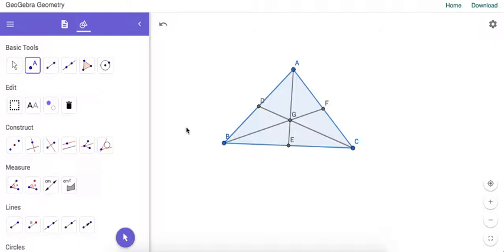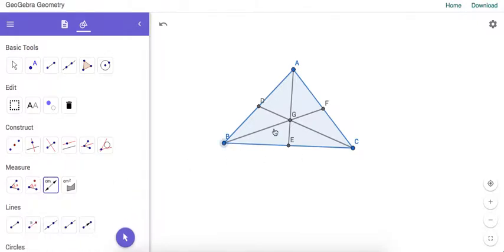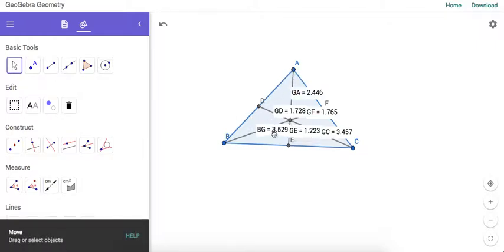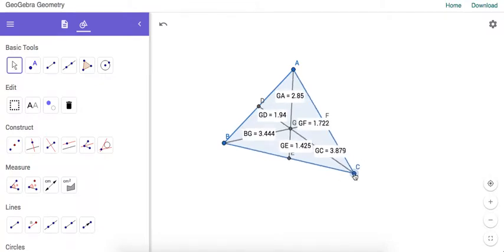Now I want to show you some more unique things about this. I'm going to find the length for each of these sides. So for B to G, there's our length. From G to F, from G to C, from G to D, from G to E, and G to A. Now let me move this around a bit here so we can see these a little bit easier. Here are the points and the lengths in question. And I'm going to even move the triangle a bit here.